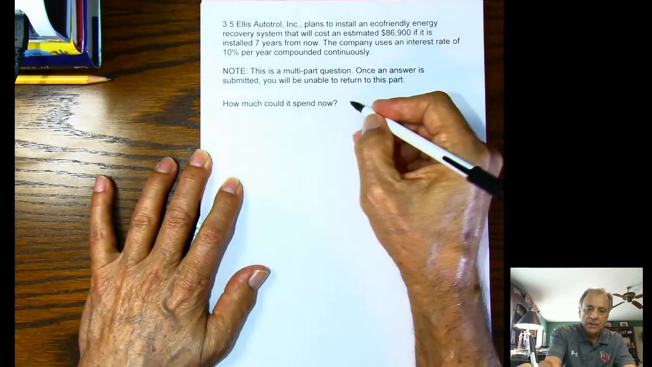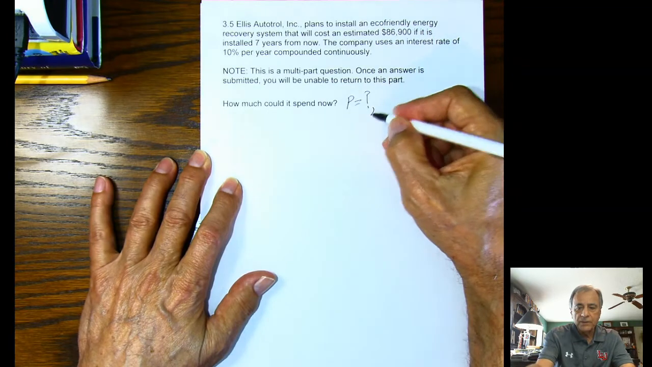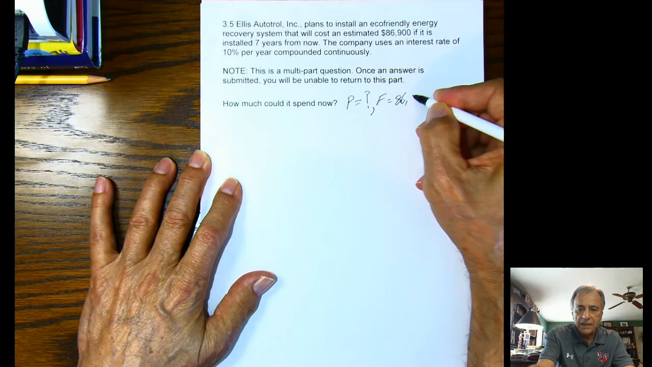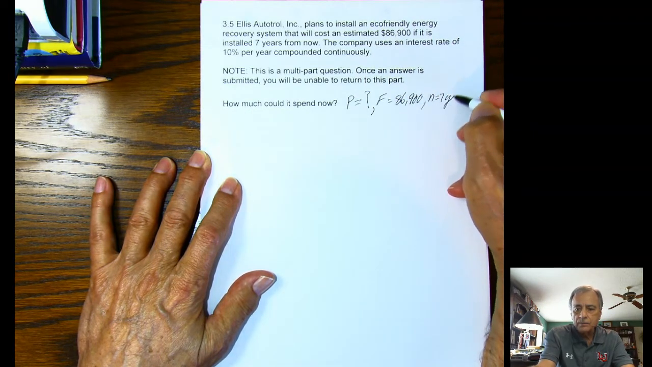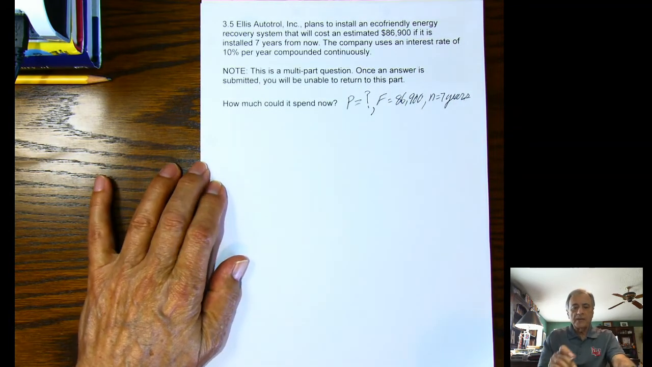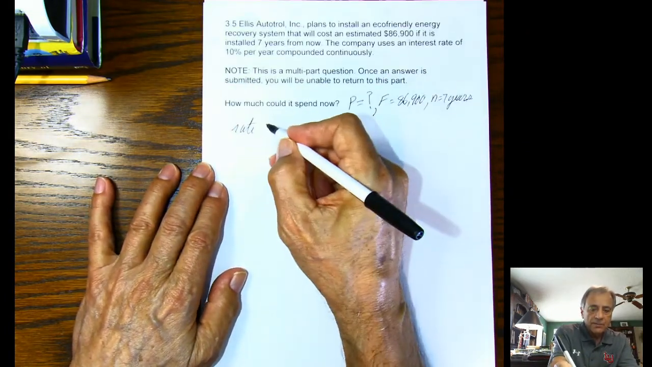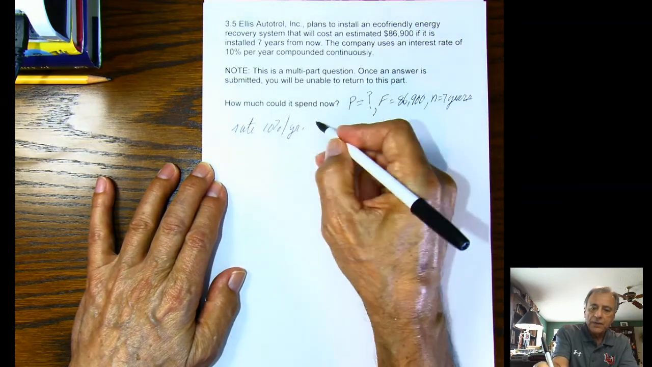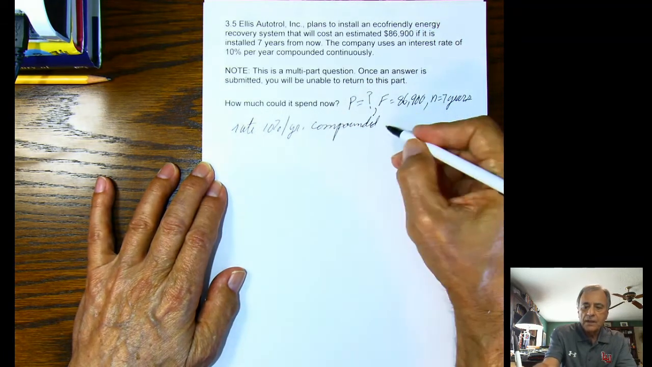How much can the company spend now essentially to avoid spending this if this is the interest rate? Well, this is asking you, what's P? P is equal to question mark. We're given that the future value is 86,900, and that's at n equals 7 years from now. Okay, so we have a rate here. The rate is 10% per year compounded continuously.